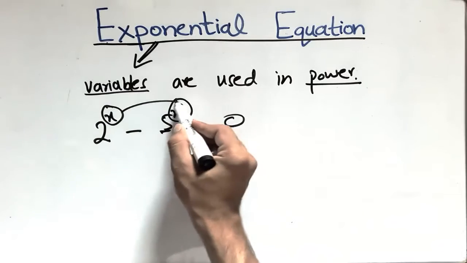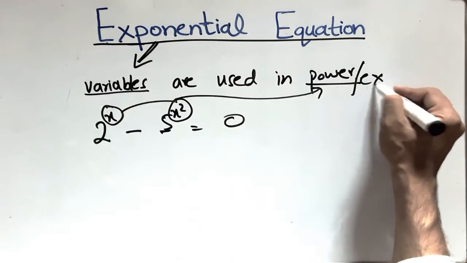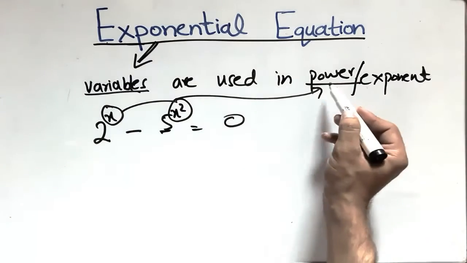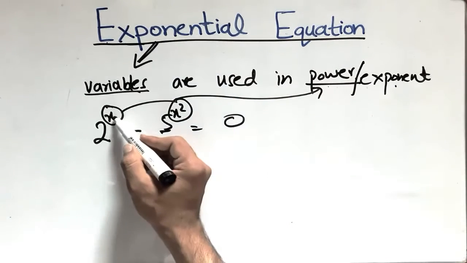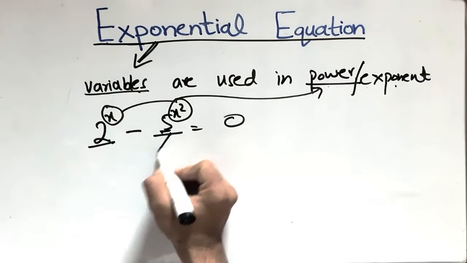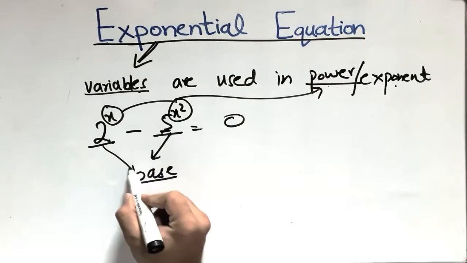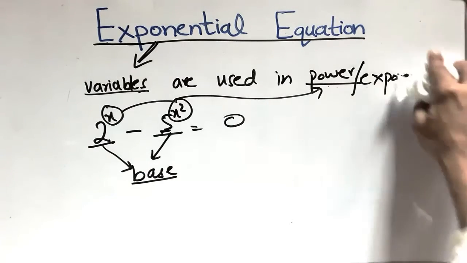So this is why we call it an exponential equation. When the variables are used in the power or exponent, we call it an exponential equation. The power is sometimes also known as the exponent, while these quantities are called the base. So now we are going to solve one example on the exponential equation.